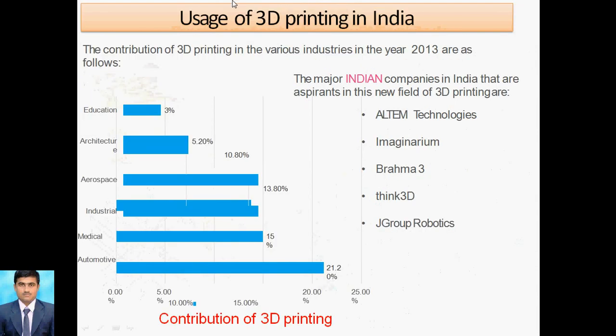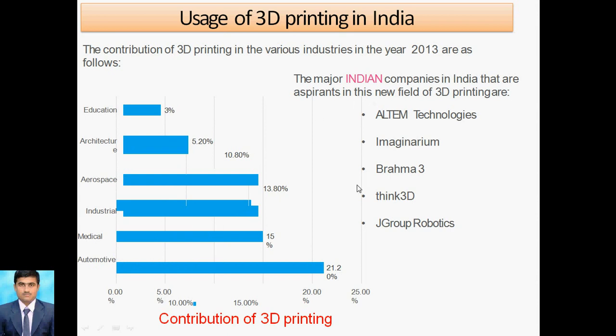Now we move to the usage of 3D printing in India. In the education sector it is only 3%, architecture is 5.20%, then aerospace is 10.80%, then industrial 13.80%, then medical 15%, and the last, automotive, is 21.2%. So this is the use of 3D printing in India.